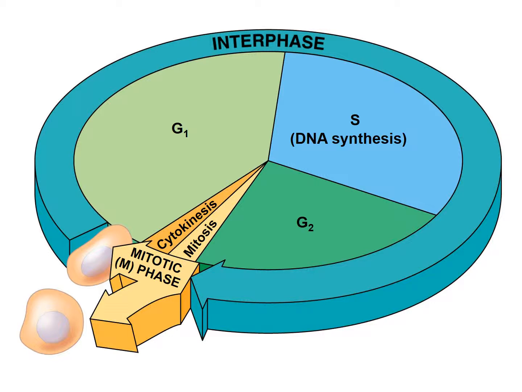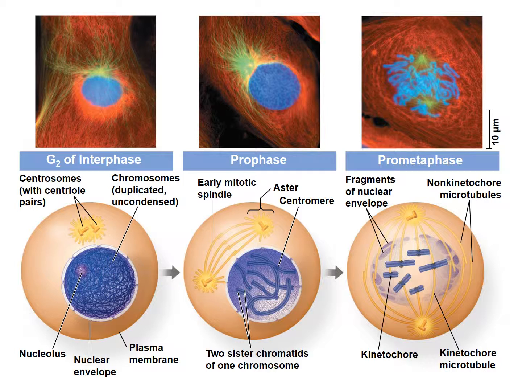Here is a diagram depicting the cell cycle. The size of each slice is relative to how much time it takes. Mitosis itself consists of 5 major phases: prophase, prometaphase, metaphase, anaphase, and telophase.